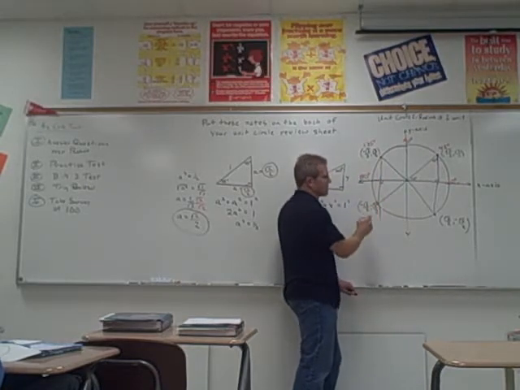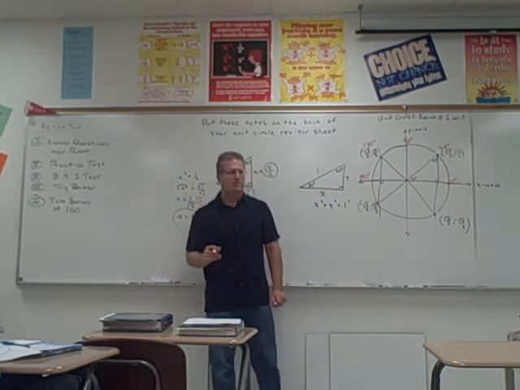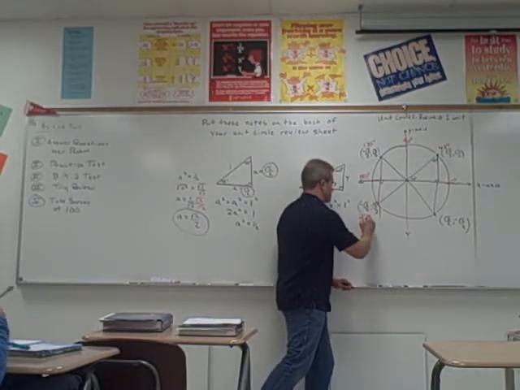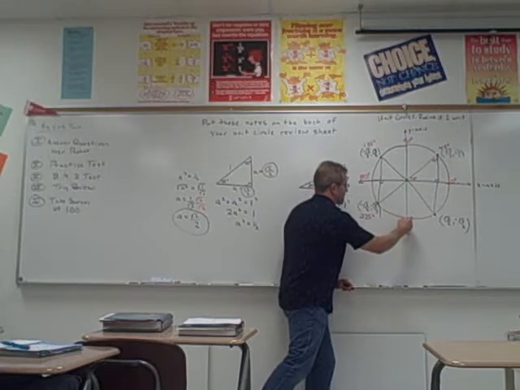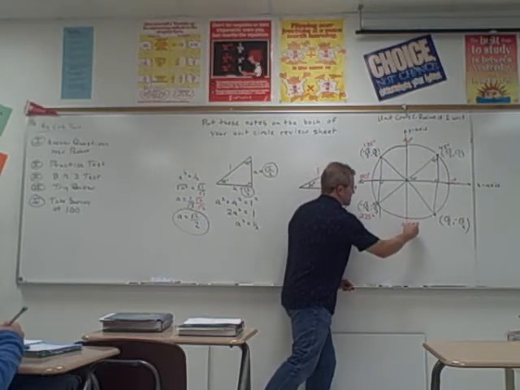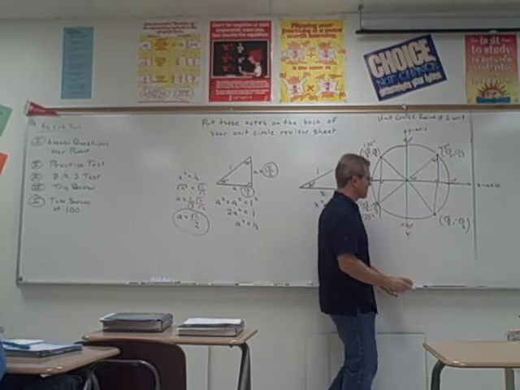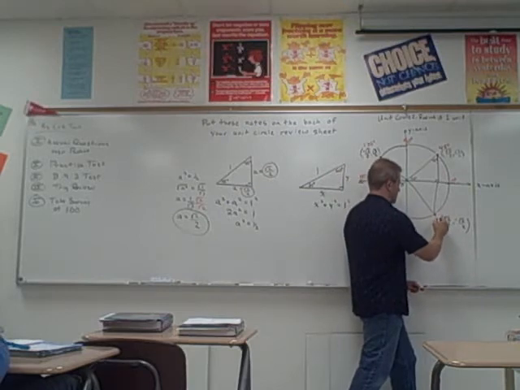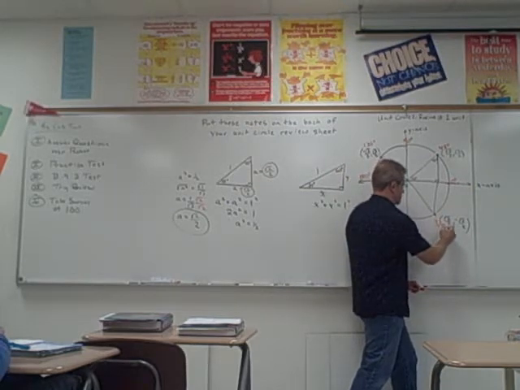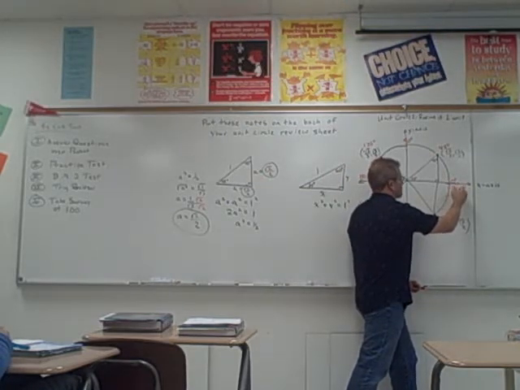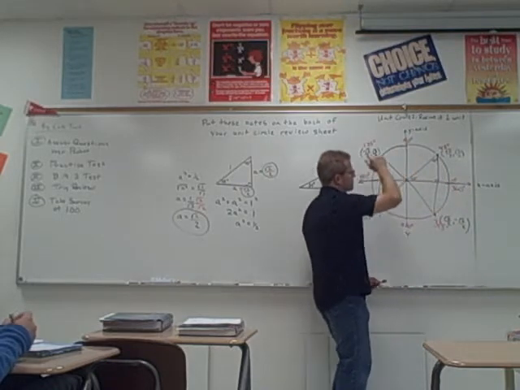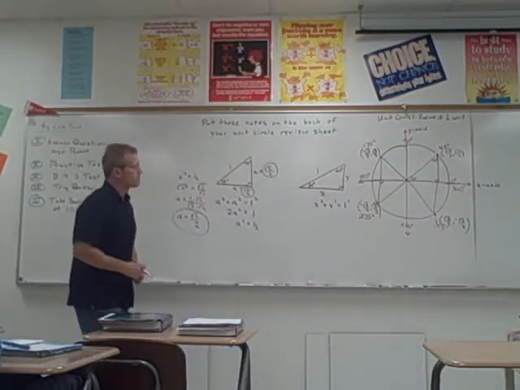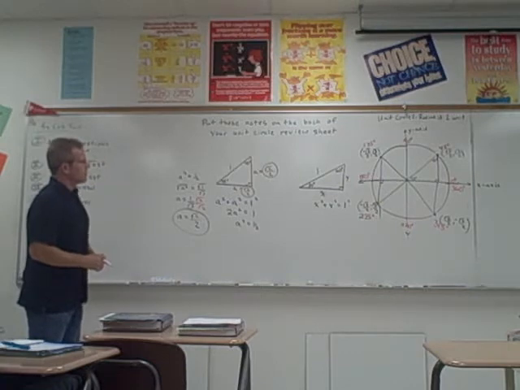Another 45. It's 180 plus 45, 225, right? Another 45 is 270. Another 270 plus 45, 315, right? Another 45, we're back here to 360 degrees. So we have 360 degrees around a circle.